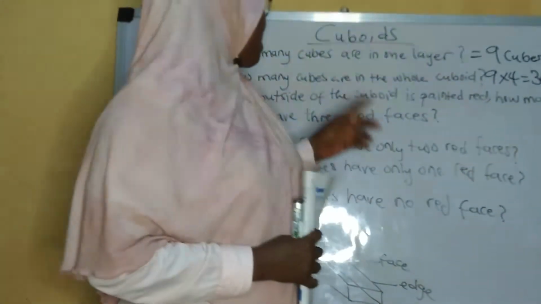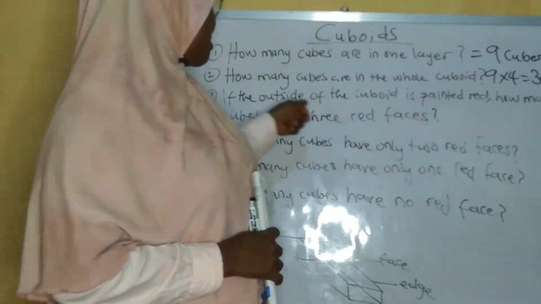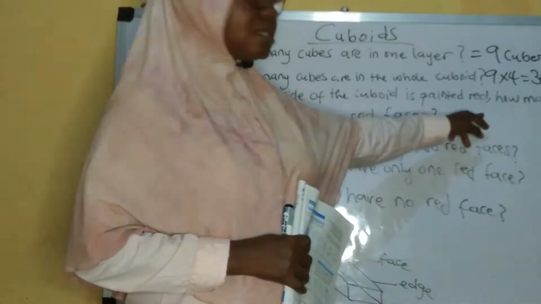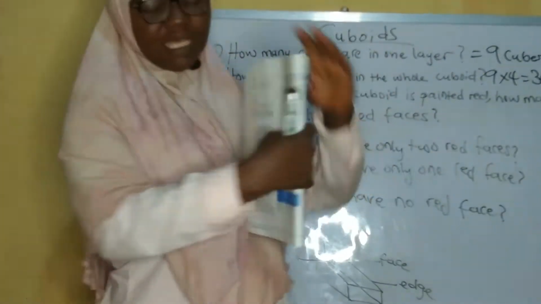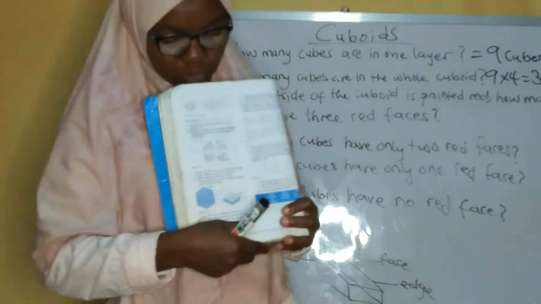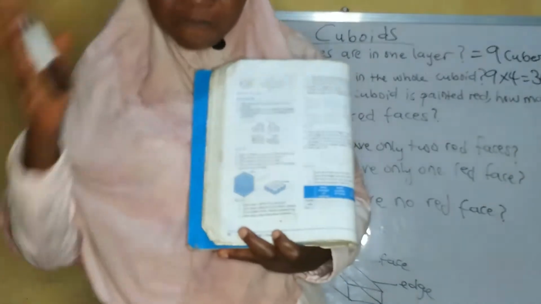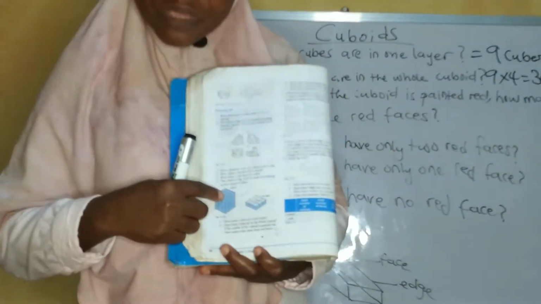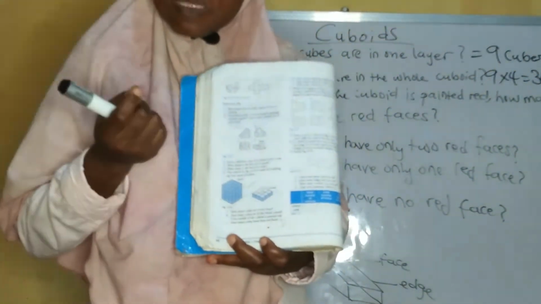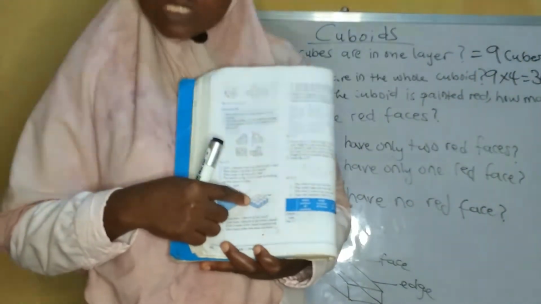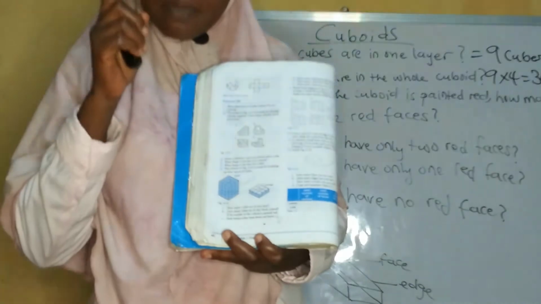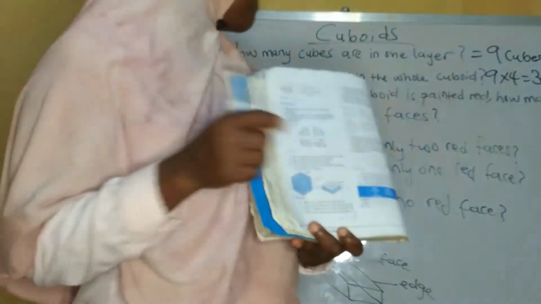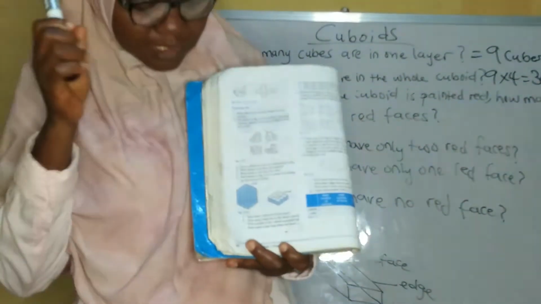Now number 3 question is: if the outside of the cuboid is painted red, we want to know how many cubes have 3 red faces. Now if you look at this picture here, we want to look at the number of cubes that have 3 red faces. If everything is painted red, the ones that are inside will surely not be painted red. Do you understand? Take for instance this one layer like this. So we want to know the number of cubes that have 3 red faces.